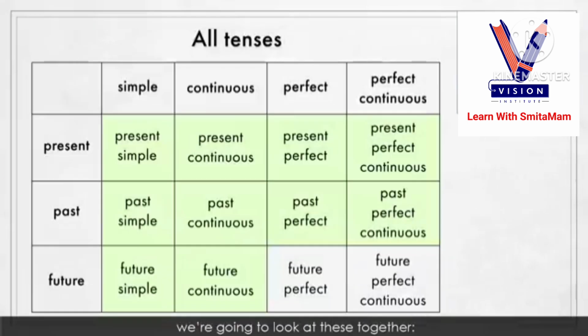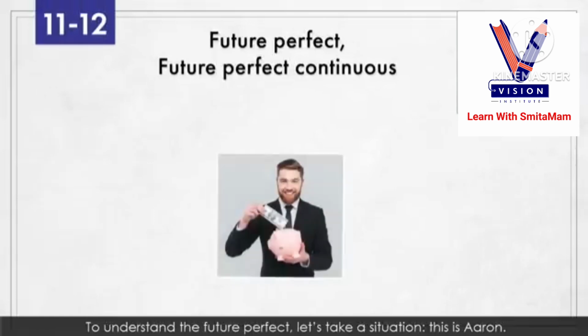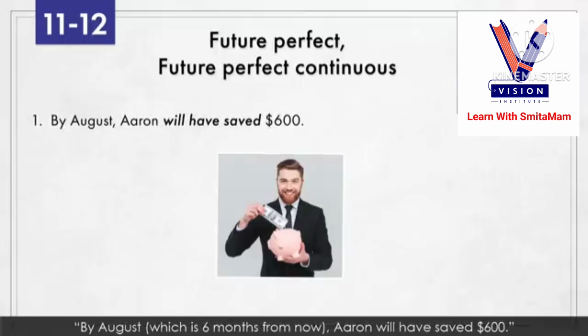We now turn to the next two tenses. We are going to look at these together, the future perfect and the future perfect continuous. To understand the future perfect, let's take a situation. This is Aaron. He wants to save up some money, so he is going to save $100 a month from now on, this February. So by August, which is 6 months from now, Aaron will have saved $600.